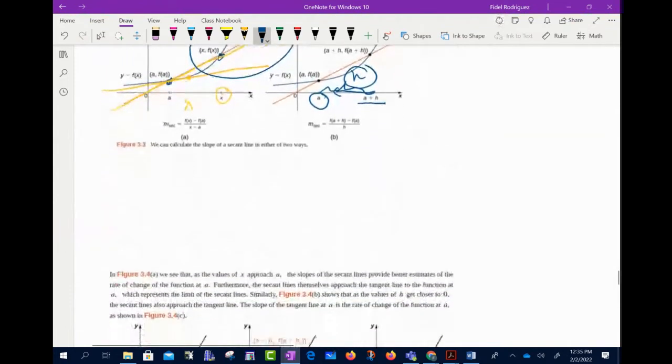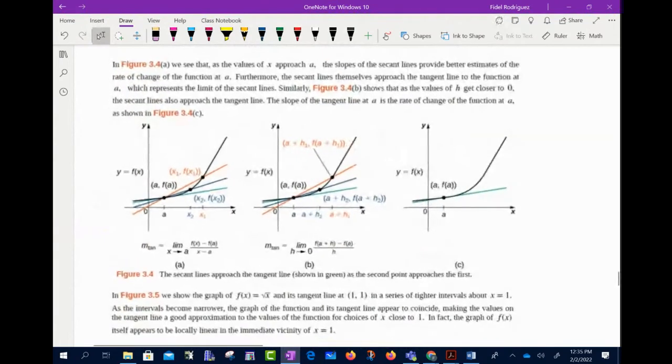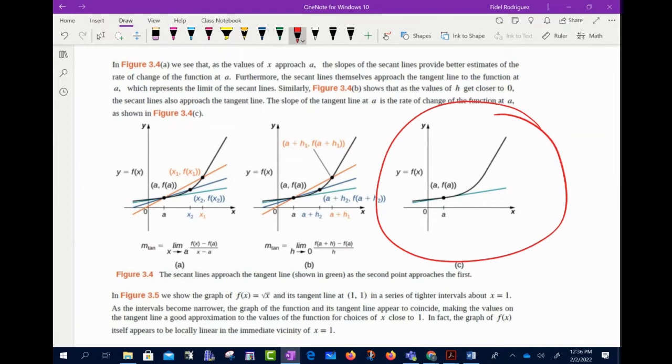So now let's take a look here. It's saying we can see as x approaches a, the slope of the secant lines provide better estimates of the rate of change of the function at a. Furthermore, we can see the secant lines themselves approach the tangent line. That's kind of what I was trying to draw in the previous picture, right? And again, as we start taking those values closer and closer, this right here, y'all, is what we end up with. This is giving me the tangent line at a particular point, okay, at a particular point a.